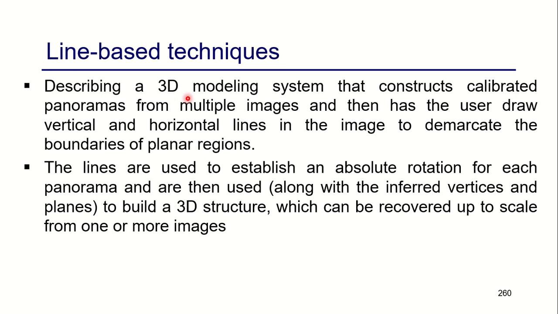Here is a 3D modeling system that constructs calibrated panoramas from multiple images and then has the user draw vertical and horizontal lines in the image to demarcate the boundaries of planar regions. The lines are used to establish an absolute rotation for each panorama and are then used to build a 3D structure, which can be recovered up to a scale from one or more images.